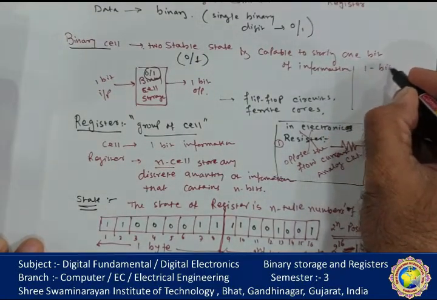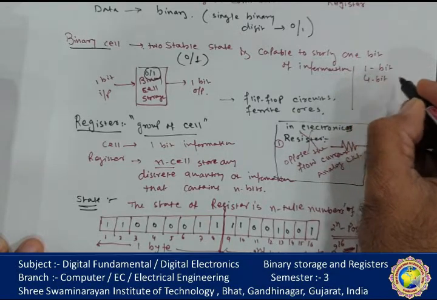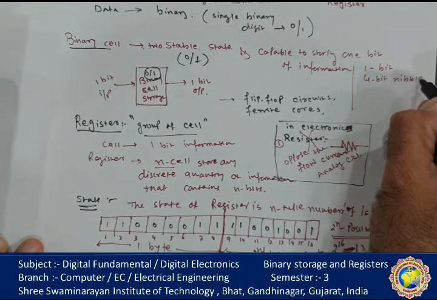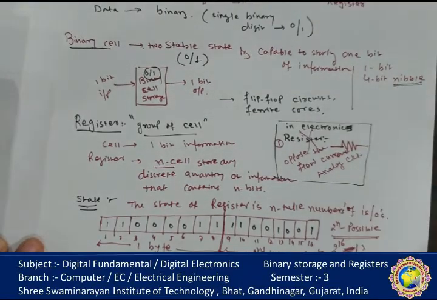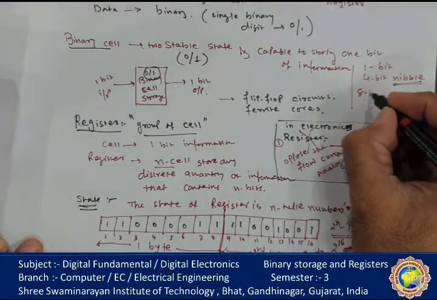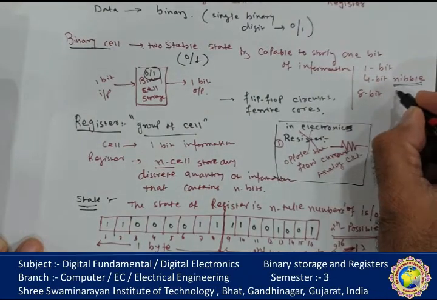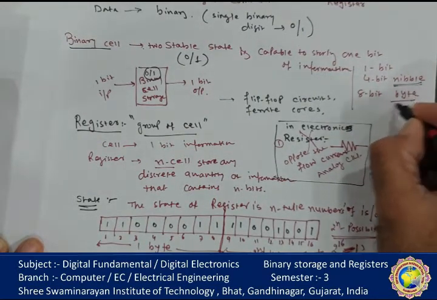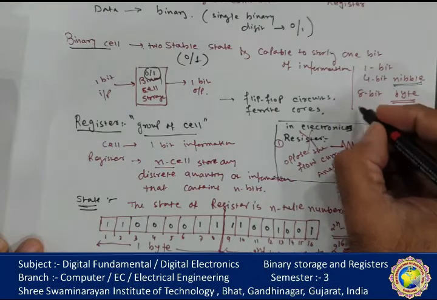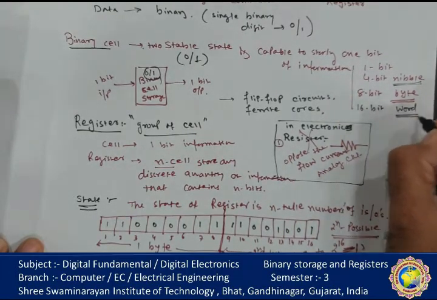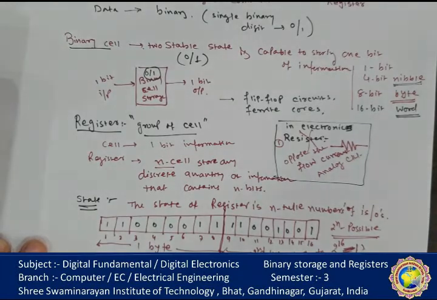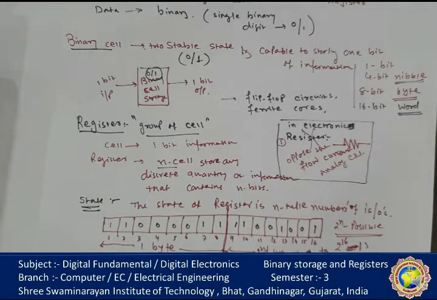4 bits is called a nibble. Okay, note that down. The nibble is 4 bits. 8 bits of information is 1 byte. Okay, and 16 bits is called 1 word. Remember that. This might be asked in the exam.